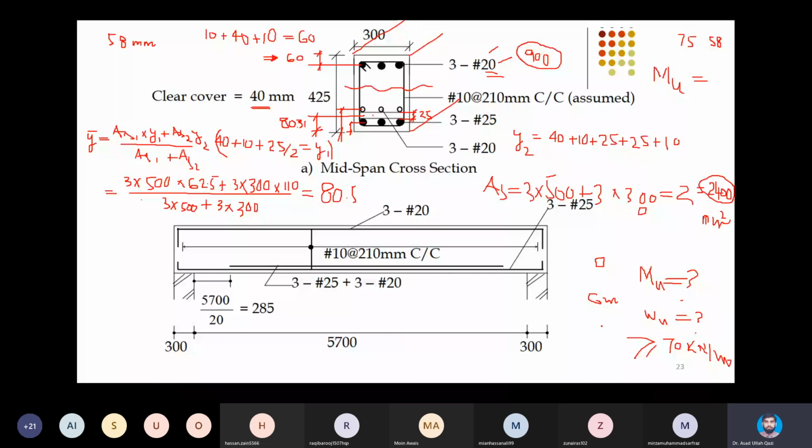So this is how we do vetting and capacity analysis. So in next lecture I will talk about the shear design of which is this one, and then finally we will discuss continuous beams and then bar bending schedule.